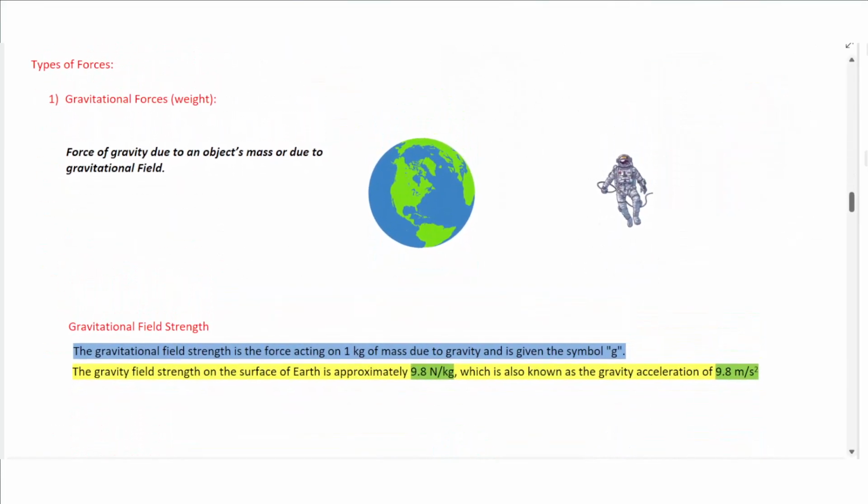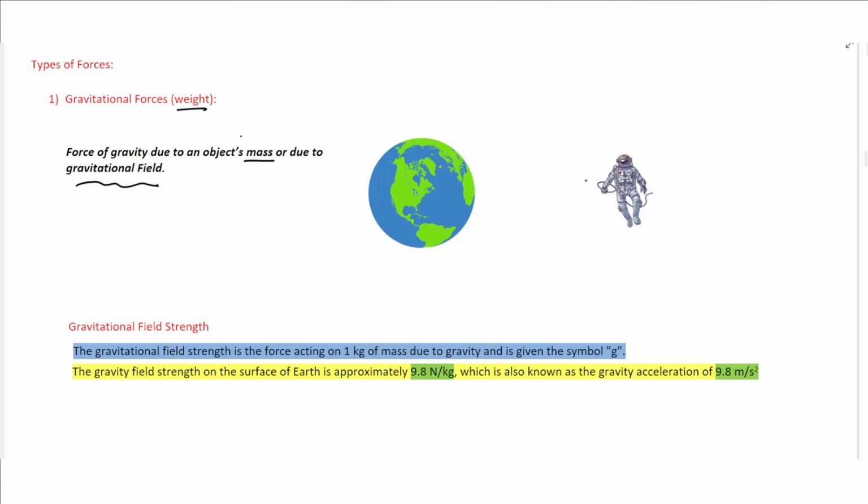As for types of forces, we have many types of forces. The first one is the gravitational force, or we can just call it the weight. The weight is defined as the force of gravity or the attraction force due to an object's mass or due to a gravitational field. And these forces are action and reaction.